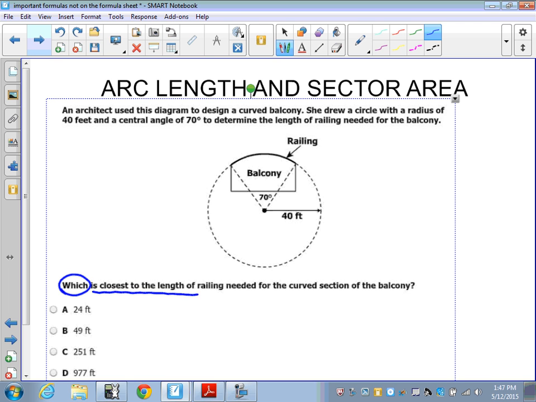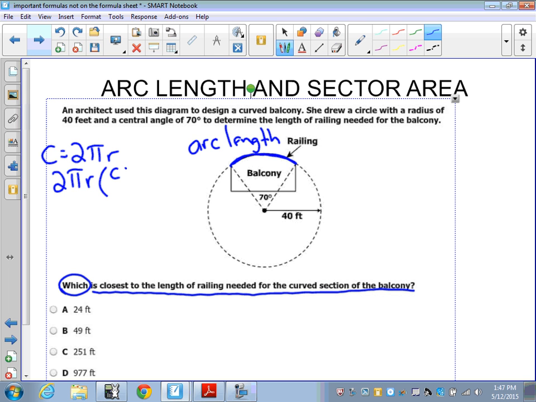Which is the closest to the length of the railing needed for the curved section of the balcony? So what they're doing here is they're not stating it explicitly, the curved section of the balcony. This is arc length. So we find circumference, that's 2 pi r, and the arc length is going to be 2 pi r times the central angle over 360. So the radius here is 40 and the central angle is 70.